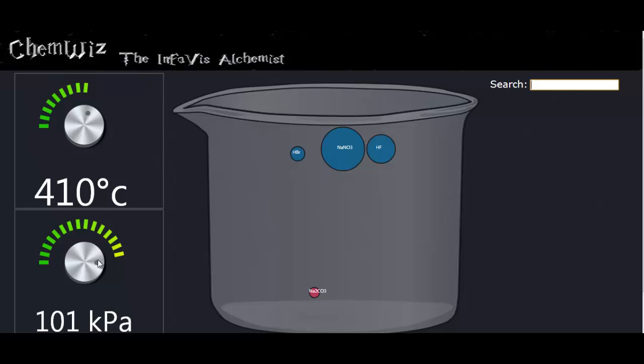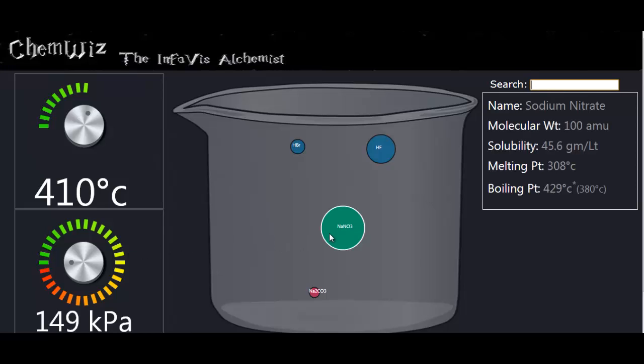It can be seen for sodium nitrate that with constant temperature but change in pressure, it changes to liquid. This is because increase in pressure causes increase in the boiling point, hence it moves into the liquid state.